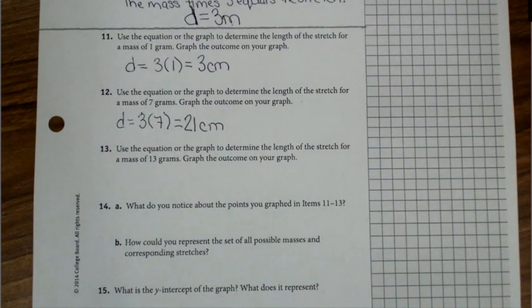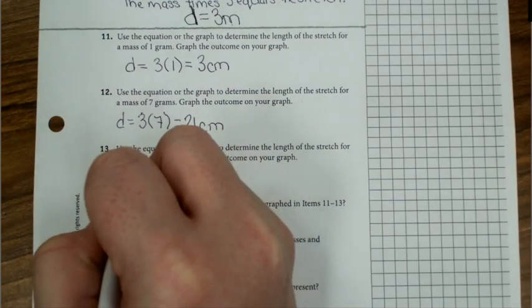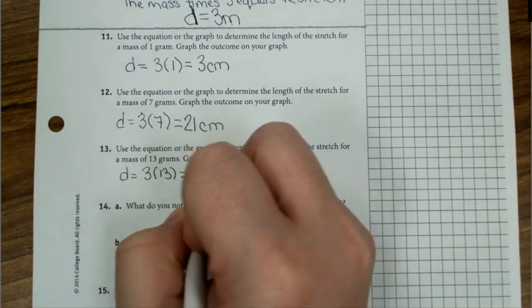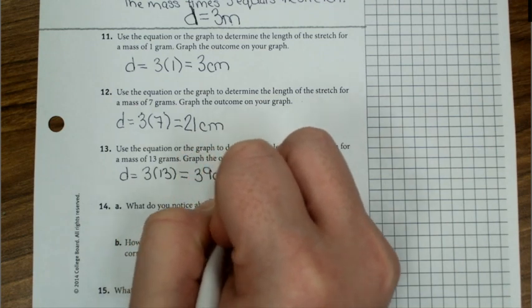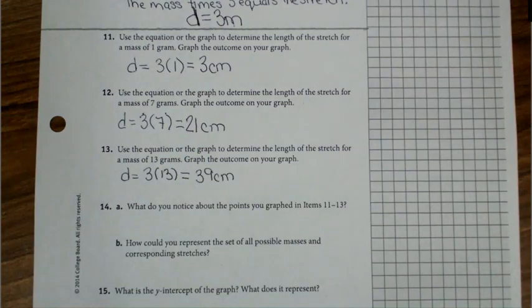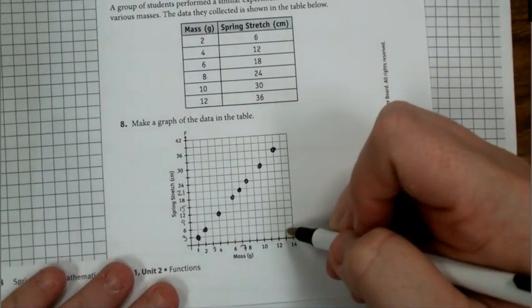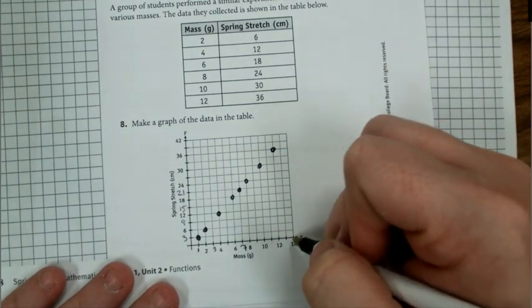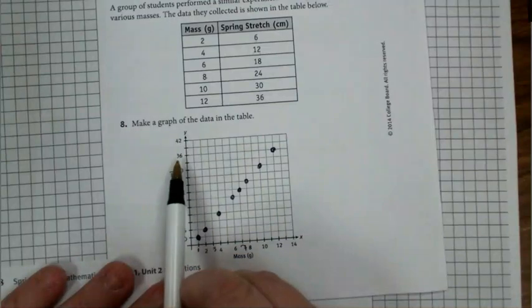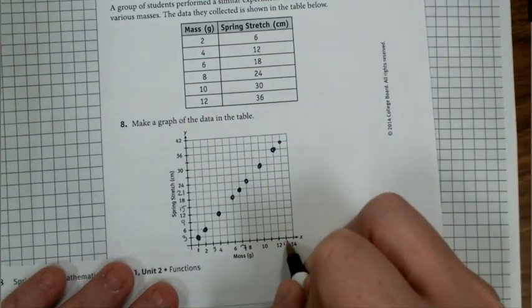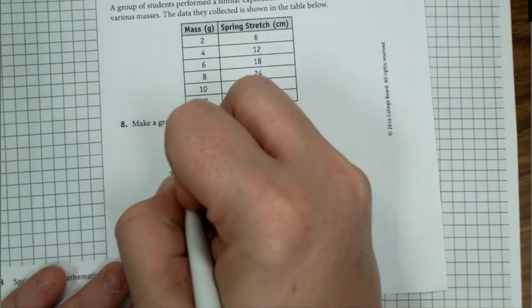Use the equation or the graph to determine the length of the stretch of a mass of 13 grams. Graph the outcome on your graph. So D equals 3 times 13. That's going to give me 39 centimeters. Well, 13 is going to be up here, over here, right, between 12 and 14. And 39 is halfway between 36 and 42. So I'm going to put 13 down here, and I'm going to put 39 over here.